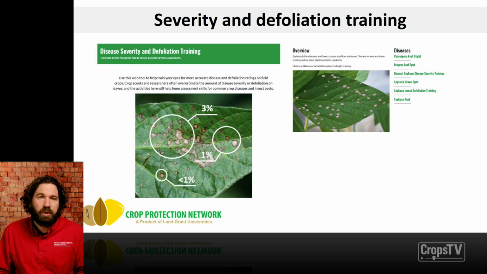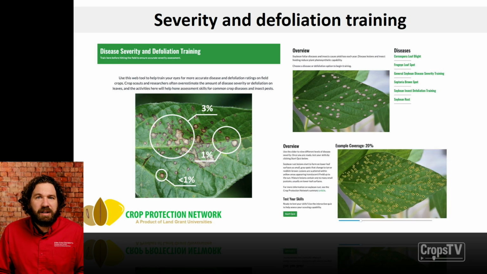And there's ones for corn and soybean right now. We'll be adding some for wheat in the next couple of months. As you look at it, you can see in this example here, there's a slide bar at the bottom of it. You can adjust it and look at how severe those different things are. And there's actually that green button there.